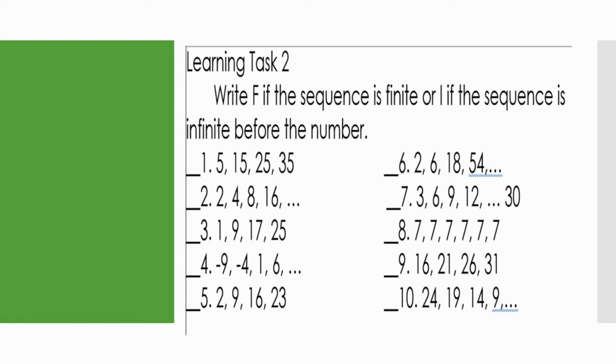Number 9, we have 16, 21, 26, and 31. So this is a finite sequence. And number 10, we have 24, 19, 14, 9, and so on. So therefore, we don't know the last term. So this sequence is an infinite sequence.